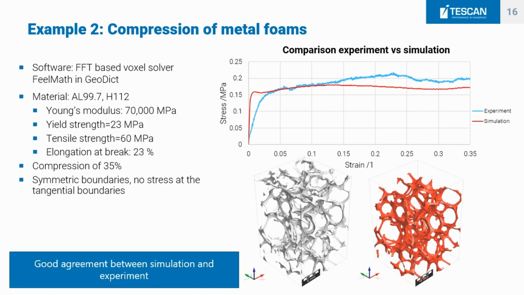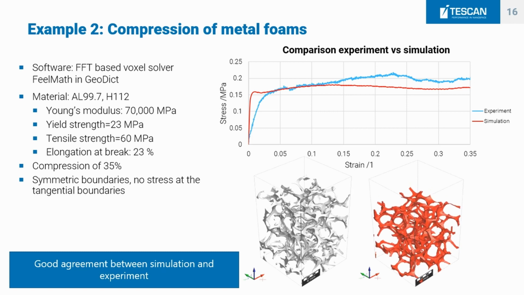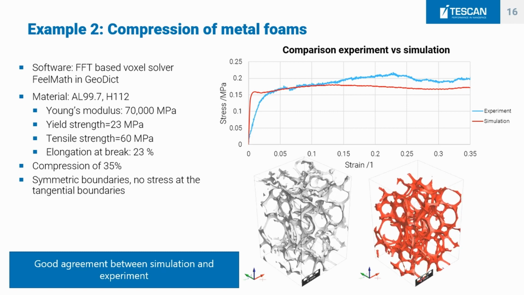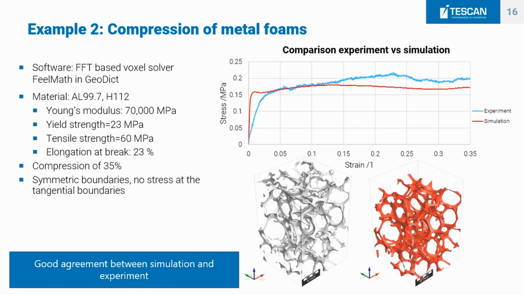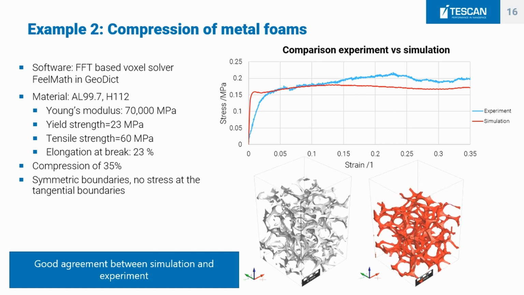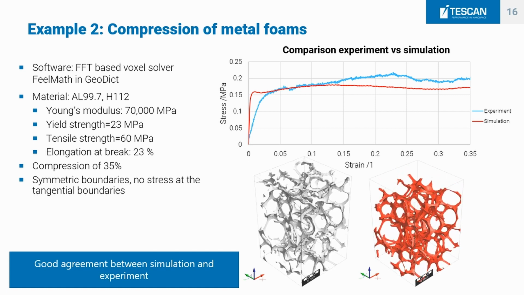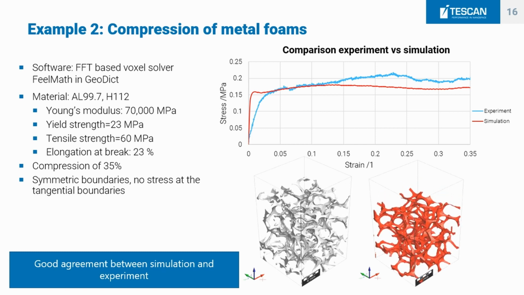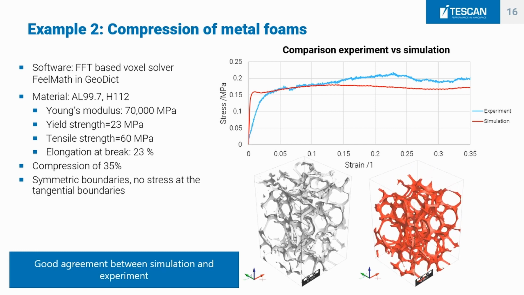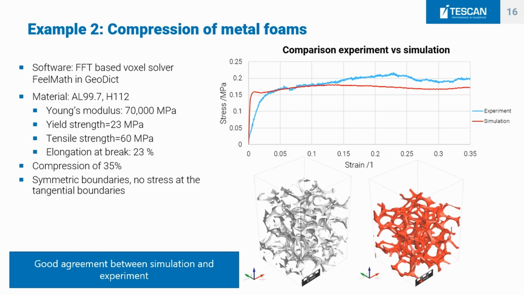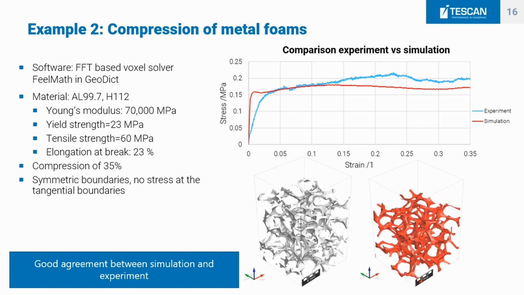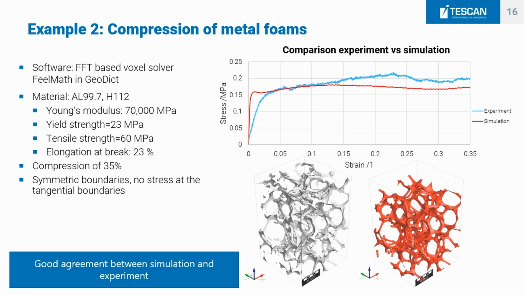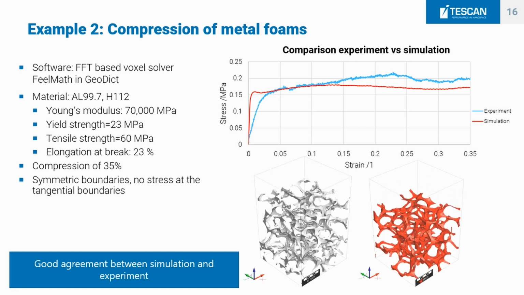Now, the next step was to perform simulation, to perform modeling of our experiment. So for that, we used the FFT-based voxel solver FeelMath in GeoDict, and you can actually see the result already at the bottom. In white, we have the data from the experiment, so that's the real live compression of the metal foam. In red, you can see the compression in the simulation of GeoDict.